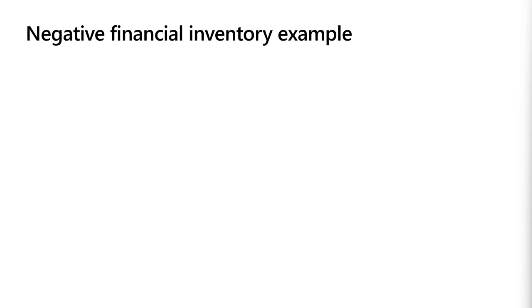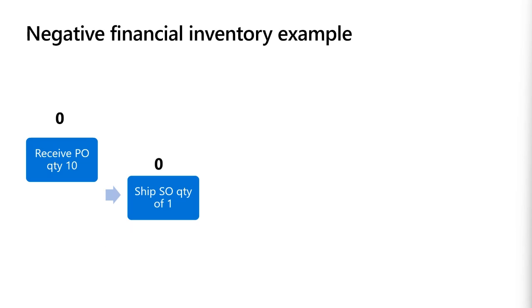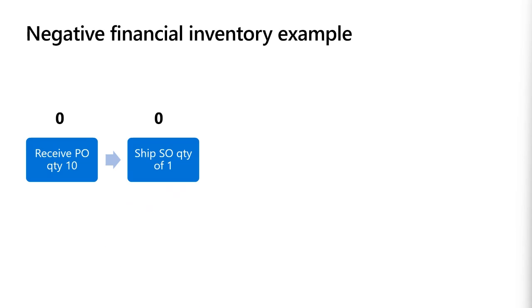Now, let's take a look at an example of financial negative inventory. In this example, we will assume that you do not allow physical or financial negative inventory. Assuming you have received a quantity of 10 on a purchase order again for a specific item, but the invoice is not yet posted. 10 are physically available in inventory, but 0 are financially available. Next, you create a sales order and ship it for a quantity of 1. So at this point, you have 9 physically in inventory and 0 are financially in inventory.